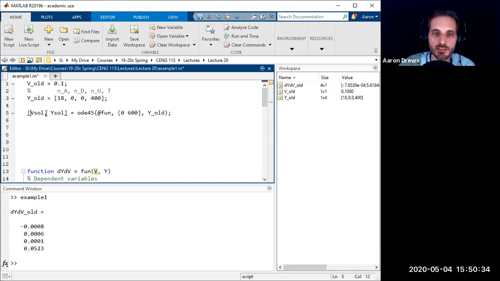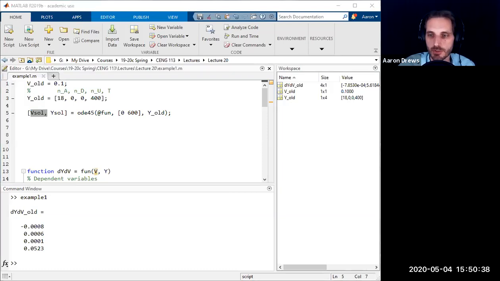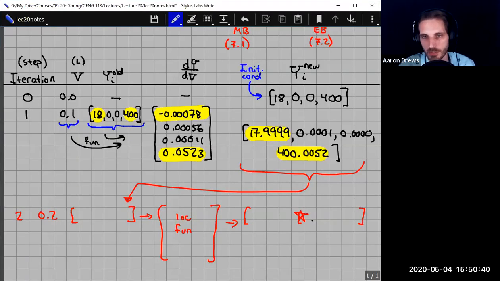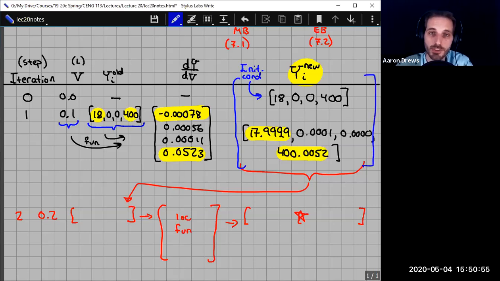So YSOL and VSOL, if we switch back over to our notes page real quick, and I know it's 3:50, so I'm going to stop here. These values over here, if you look at the matrix of values for yi new, that's all of those values, right? So if I take this big matrix of values, the first row is the first iteration, or the 0th iteration, the second row is the first iteration, et cetera, et cetera.